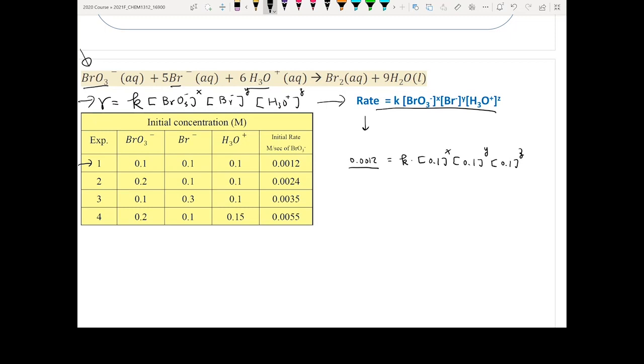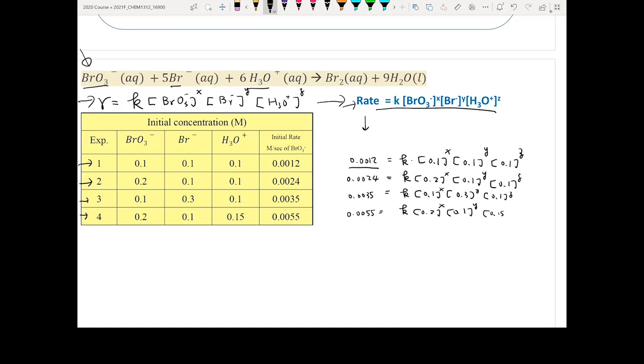The next step is you repeat the same thing for all the other experiments. So for the second experiment, I can write the rate is 0.0024. It's going to equal a rate constant k times 0.2 to the x power, 0.1 to the y power, 0.1 to the z power. For the third, 0.0035 equals k times 0.1 to the x, 0.3 to the y, and 0.1 to the z. The very last one is 0.0055 equals k times 0.2 to the x power, 0.1 to the y power, and then 0.15 to the z power.